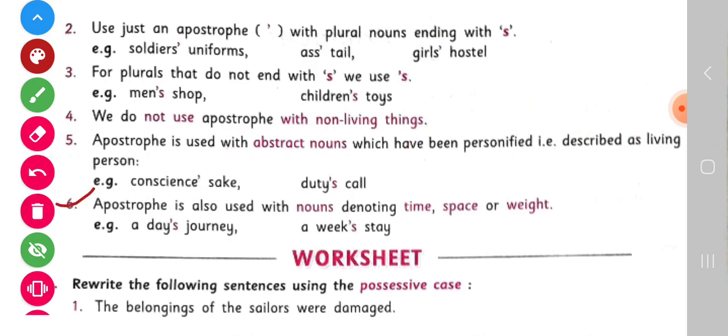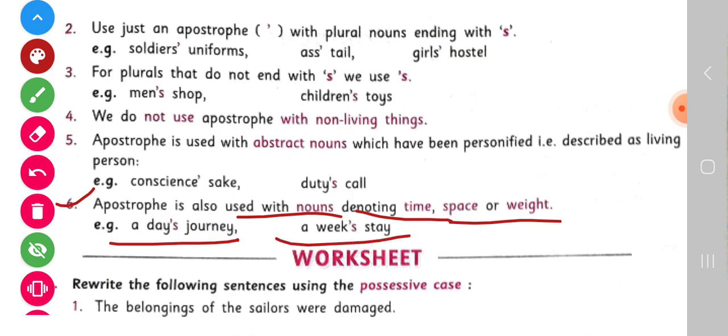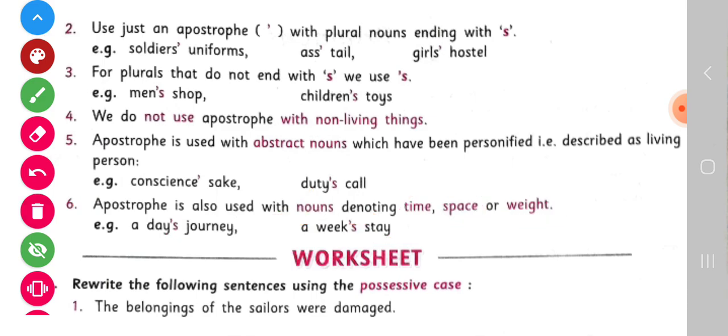नेक्स्ट, एपोस्ट्रॉफी इज ऑल्सो यूज्ड विद नाउन्स डिनोटिंग टाइम, स्पेस और वेट. फॉर एग्जाम्पल डेज जर्नी, वीक्स स्टे. Apostrophe is also used with nouns denoting time, जो टाइम को डिनोट करते हो, स्पेस को या फिर वेट को यूज कर डिनोट करते हो, उनके साथ भी हम apostrophe का यूज कर सकते हैं. डेज जर्नी, वीक्स स्टे. नाउ द चैप्टर इज ओवर.